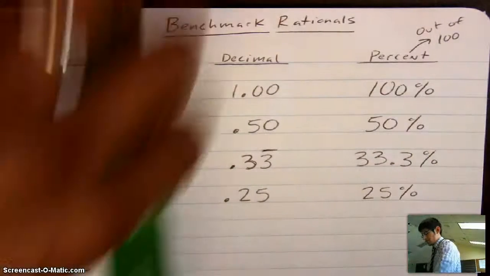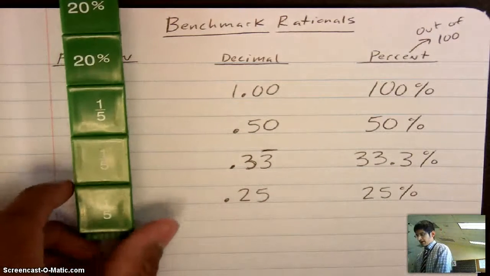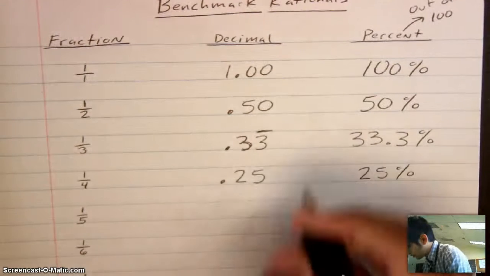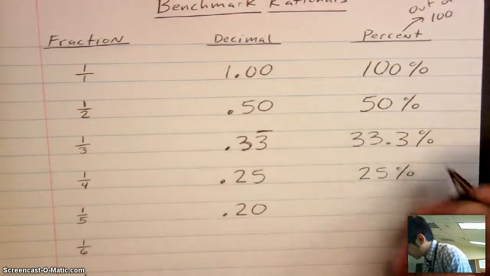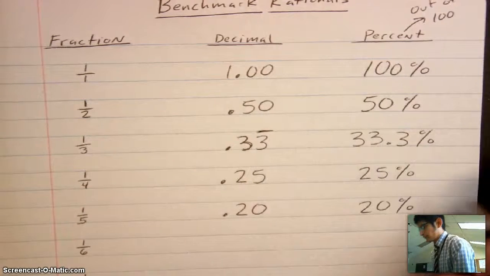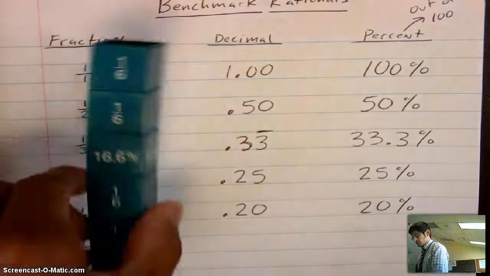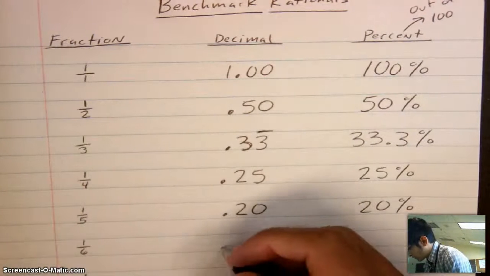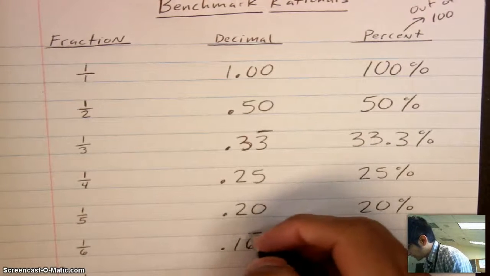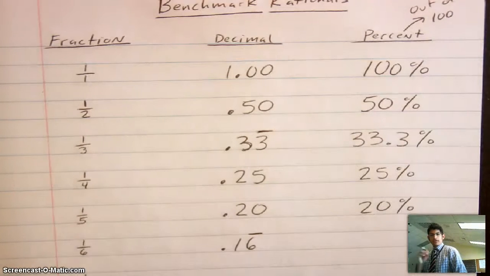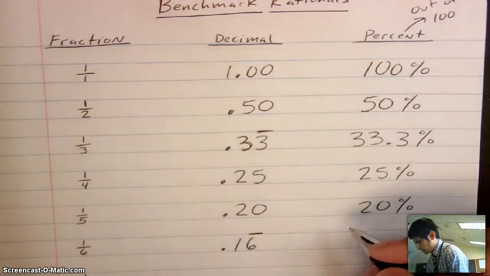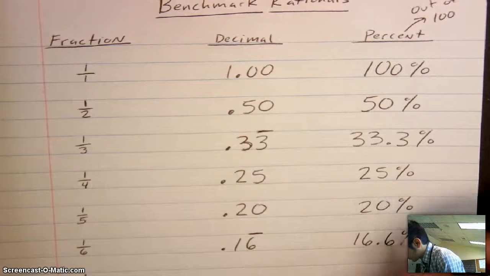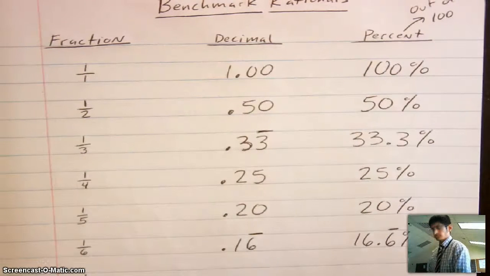My next one is 1/5. 1/5 means I have 5 blocks that make up 1 whole. And 1/5, we're going to write that as 20 cents. And that would be 20%. My next one is 1/6. Looks like this. And 1/6 is going to be 0.16 repeating, so kind of 16 cents. And then it repeats, and my percent is going to be 16.6%. And that's going to be a repeating number as well.